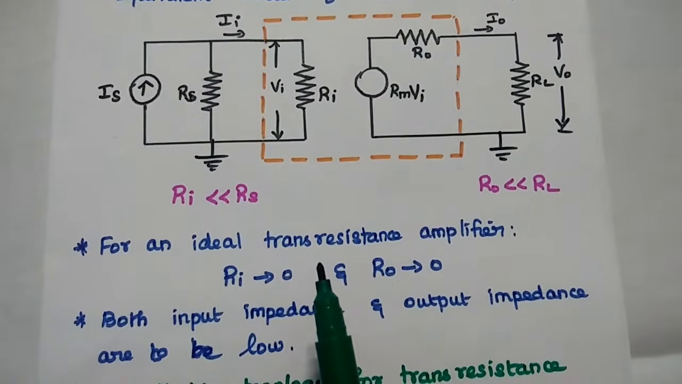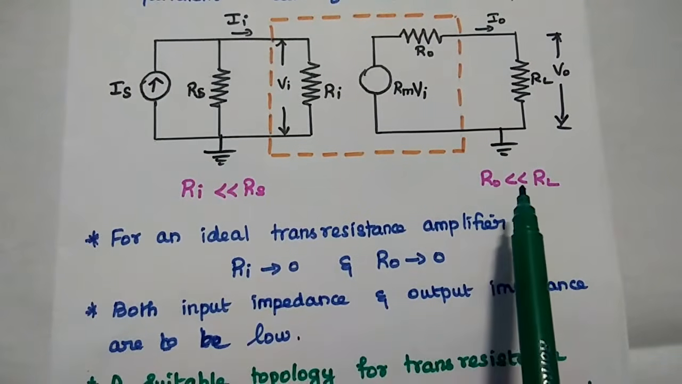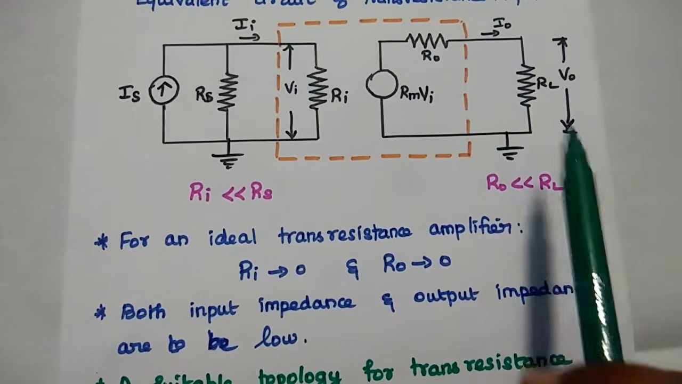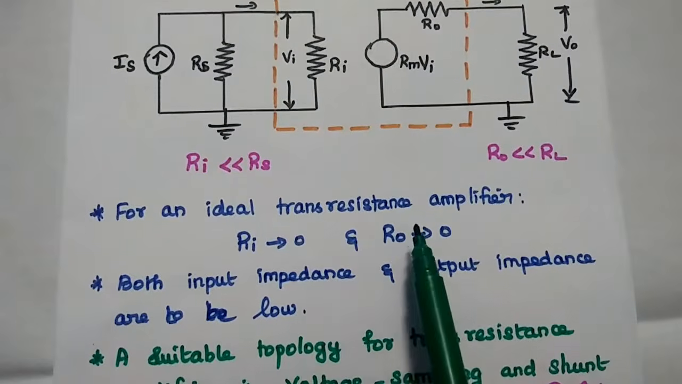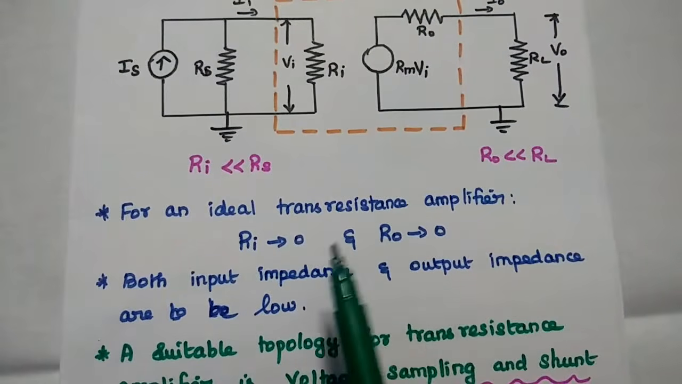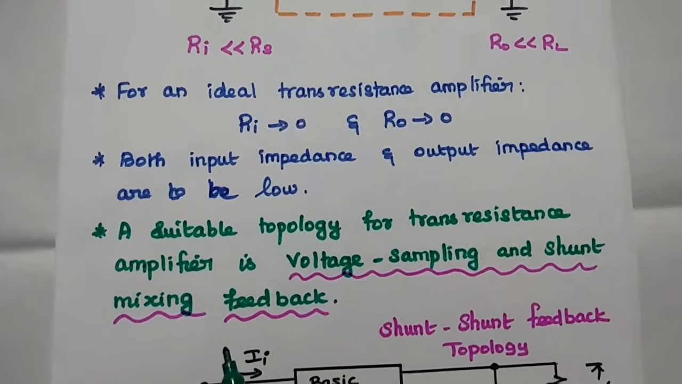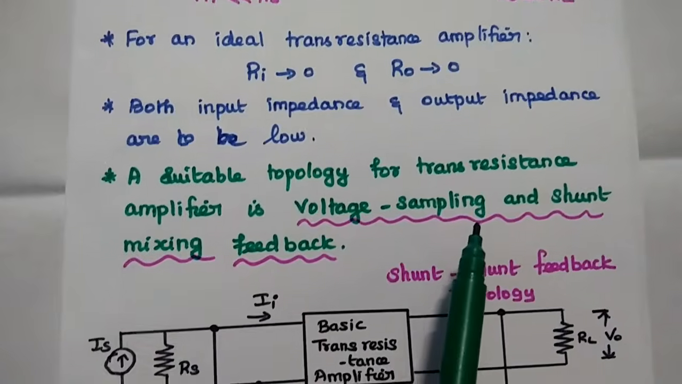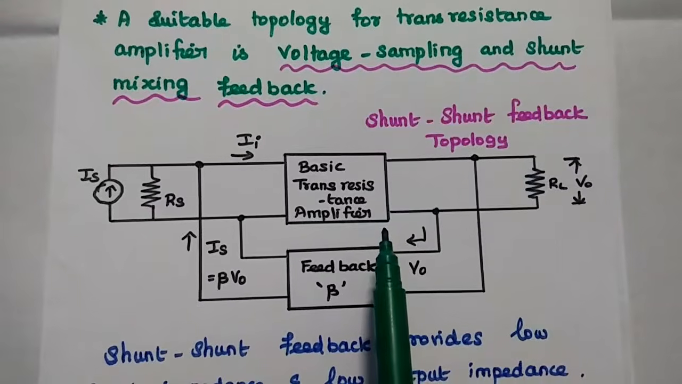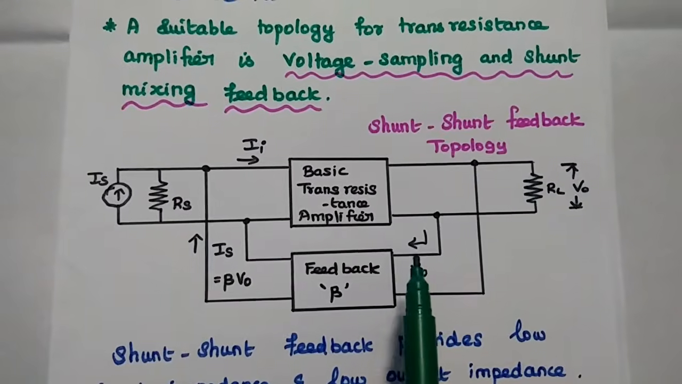The condition for this transresistance amplifier is that the input impedance as well as the output impedance both should be low. Ri is far less than Rs, and Ro is far less than RL. For an ideal transresistance amplifier, both the values should be 0. That is for an ideal case, but practically it should be low. A suitable topology for this transresistance amplifier is voltage sampling, shunt mixing feedback. Voltage sampling and shunt mixing feedback can provide low input impedance and low output impedance for this amplifier.